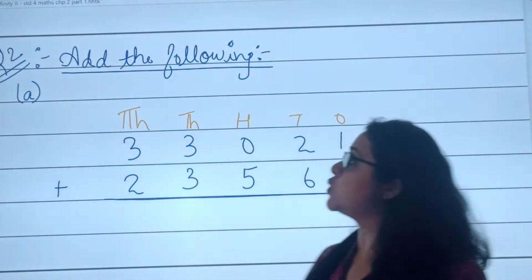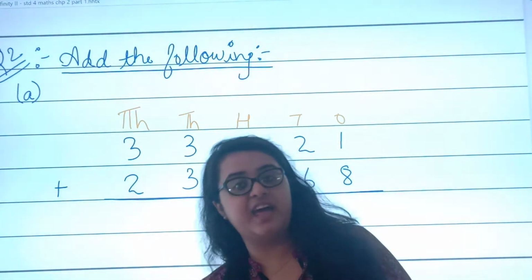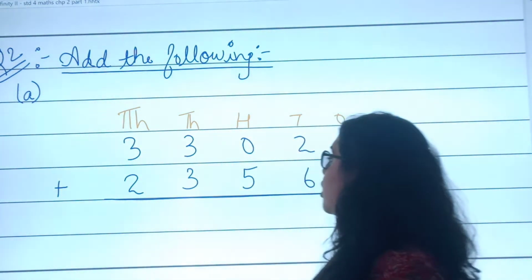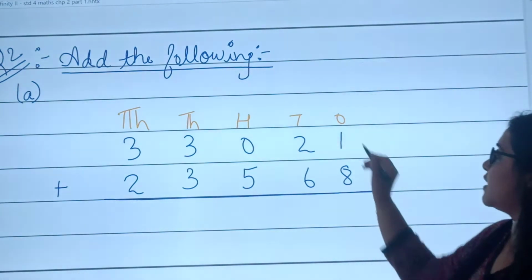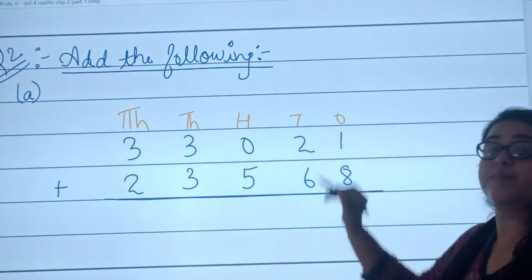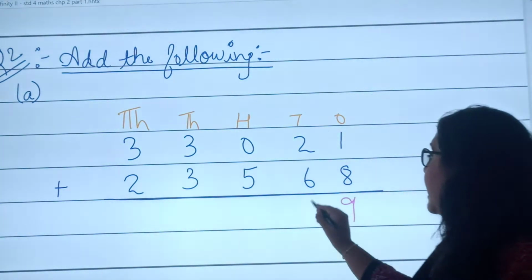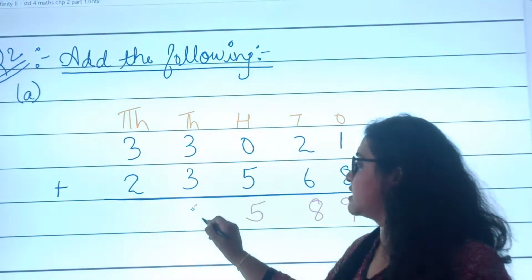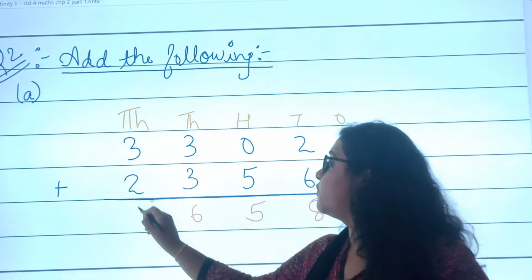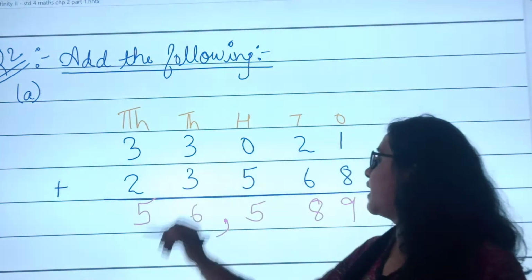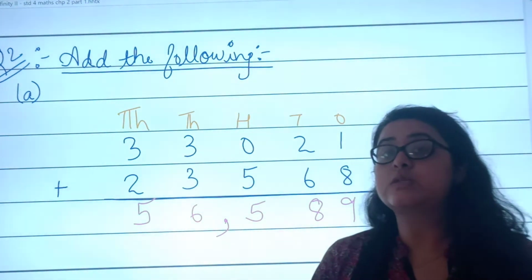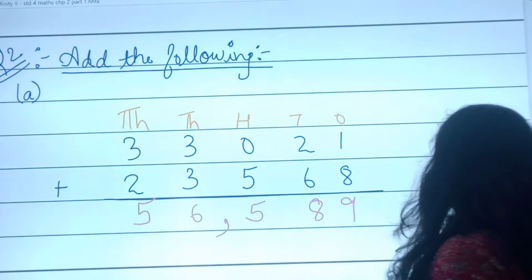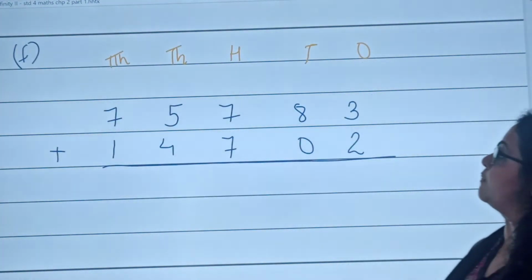In question number 2, we will be solving A and F. Okay, let's solve it. A. 8 plus 1, 9. 6 plus 2, 8. 5 plus 0 will be 5. 3 plus 3, 6. 3 plus 2, 5. What will be my answer? 56,589. So let's move to F.